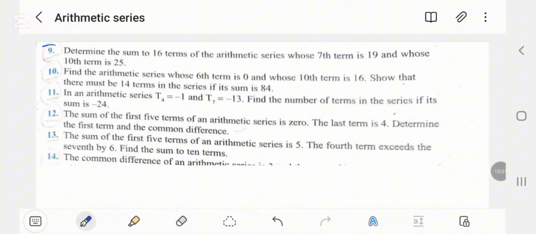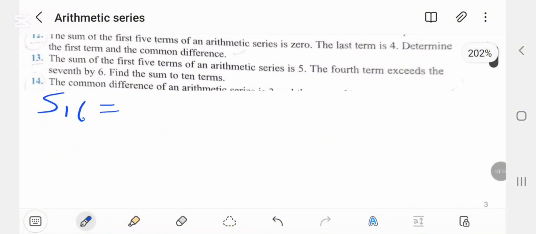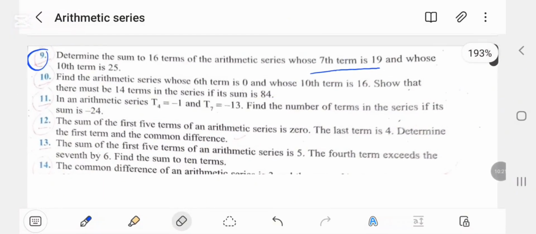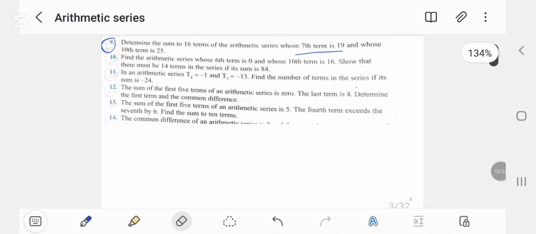Number 9, determine the sum of 16 terms. So we're looking for S16. Now the 7th term is 19, so we have T7, which is 19. Then we have T10, which is 25.